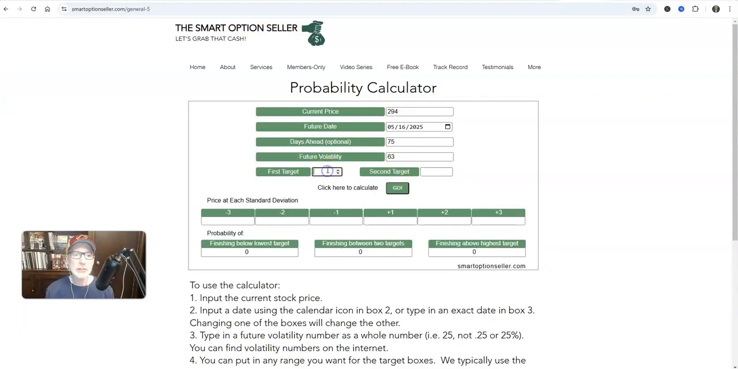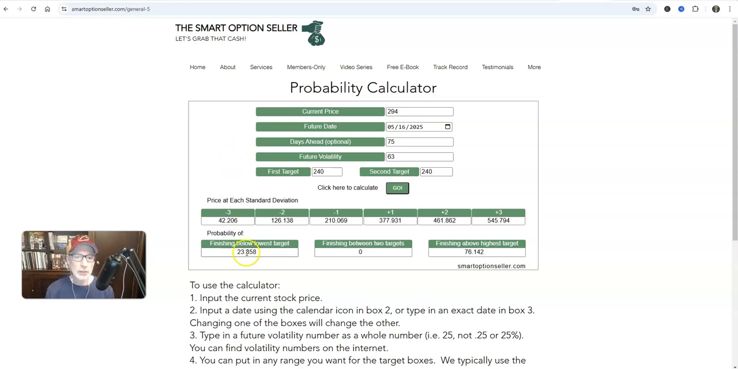And we're going to see what the chances are of the stock penetrating either side. So in this case, we're going to look at the puts first. So we're going to put in 240. That's on the downside, 240. Use it for both targets, and you click on go. Based on its current price, based on the expiration date, and based on the volatility, it will tell you the odds of Tesla, over time, getting to your 240 strike.